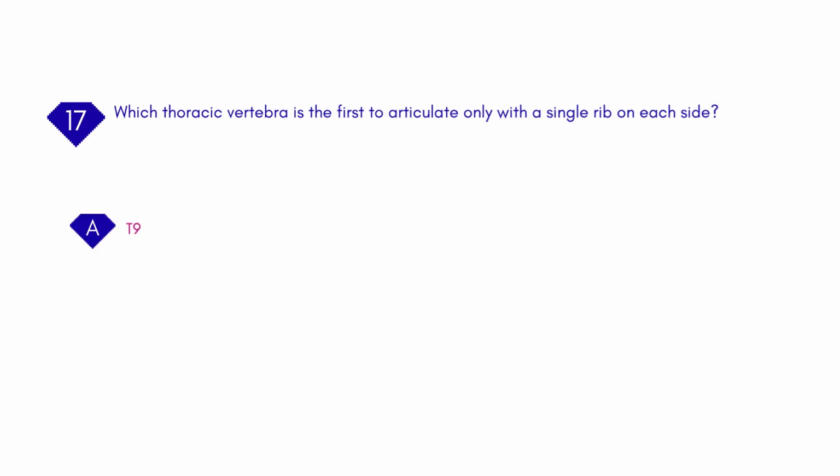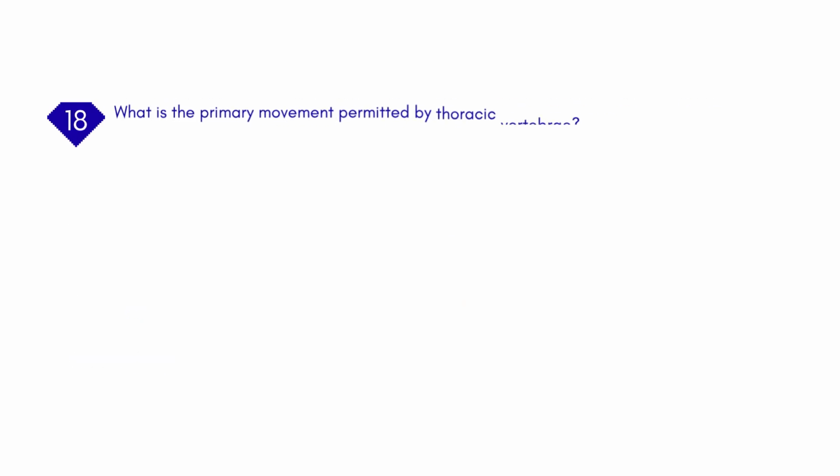A. T9. B. T10. C. T11. D. T12. Answer: B. T10. What is the primary movement permitted by thoracic vertebrae?